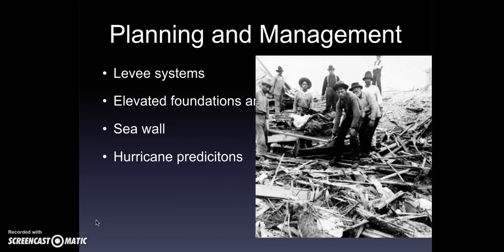Planning and management. So to prepare for future storms, a levee system was used to guard the city from this happening again, and they also elevated the entire city to withstand future storms.